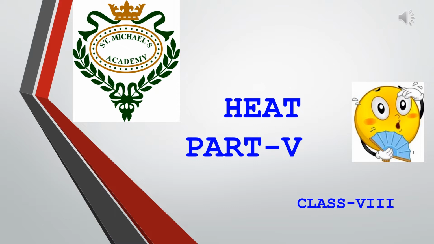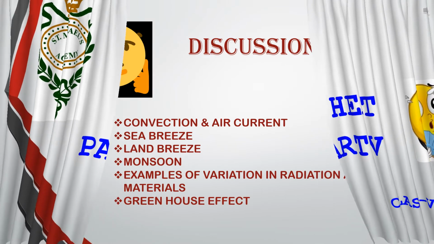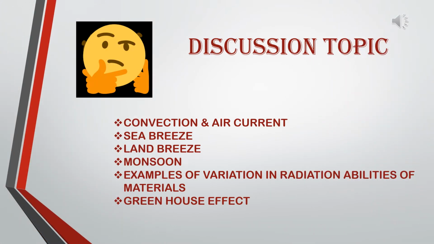Today I am discussing the last part of heat. So let's start. So here is today's discussion topic: convection and air current, sea breeze, land breeze, monsoon, examples of variation in radiation abilities of materials, and greenhouse effect.